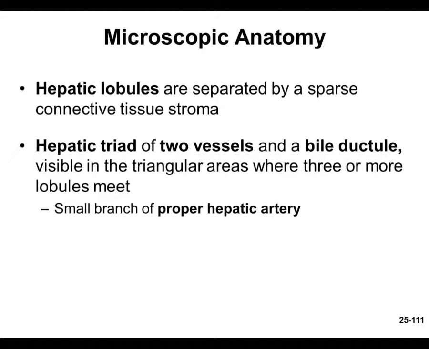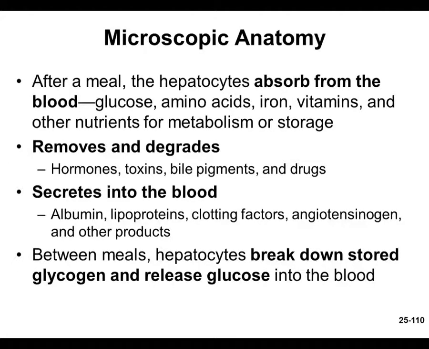So within the liver, think about what happens. You're digesting food, you're absorbing those nutrients into the bloodstream. Those are traveling to the liver and entering the liver through the hepatic portal vein. And from that, the hepatocytes, the cells of the liver, are going to absorb from your blood the glucose, amino acids, iron, vitamins, and many other nutrients. They're going to be removing hormones and toxins, detoxifying things, breaking down drugs and medications. They're going to be releasing into the bloodstream your albumins, clotting factors, things like that.